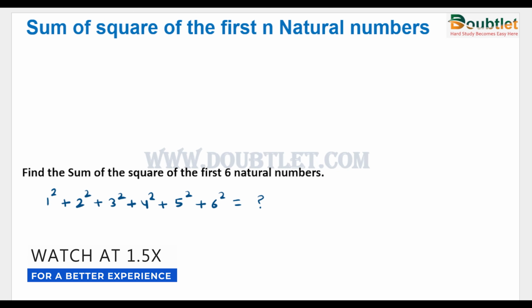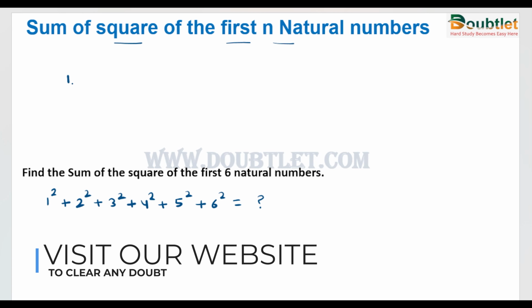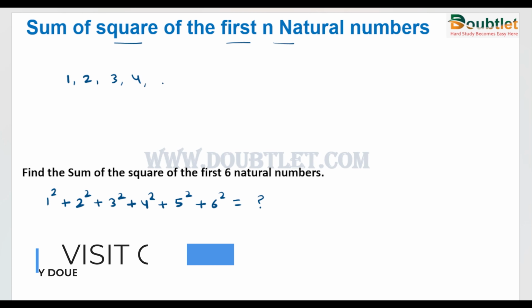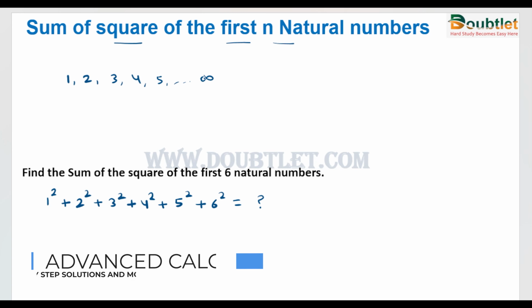In this video, we will learn how to find the sum of squares of the first n natural numbers. So we know what natural numbers are: the numbers which start from 1 and go to infinity at an interval of one integer. Such numbers are known as natural numbers.